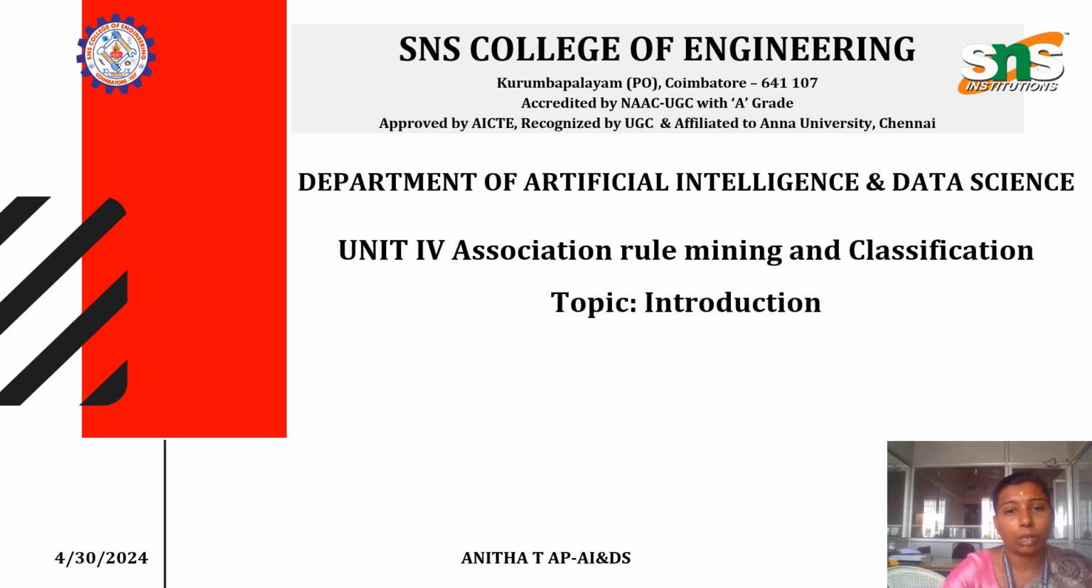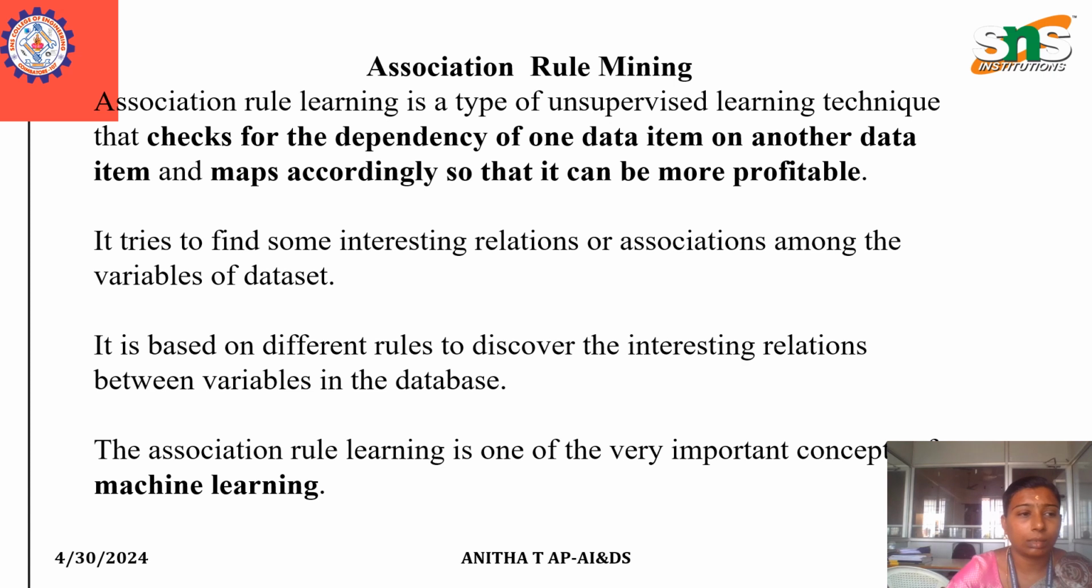Good morning. I'm going to discuss the topic association rule mining and classification. First, coming to association rule mining, it's finding interesting associations and relationships among large sets of data items. These rules show how frequently an item set occurs in a transaction. A typical example is market basket analysis.